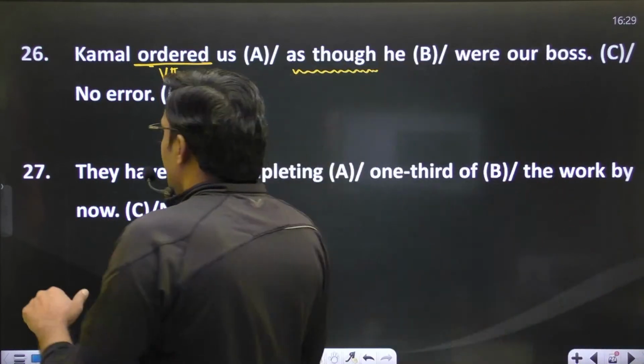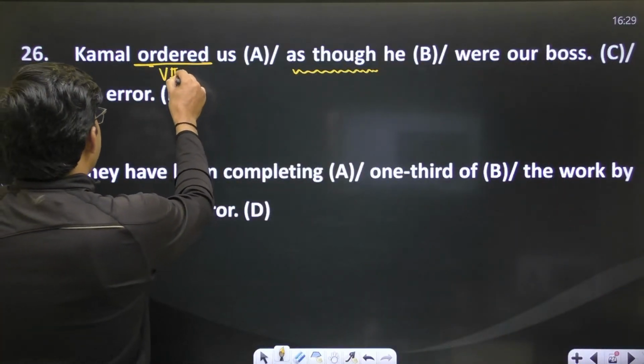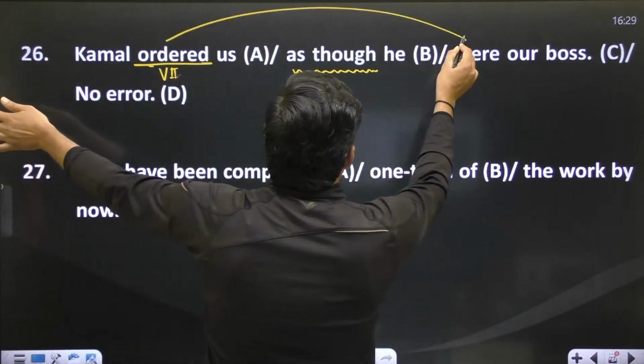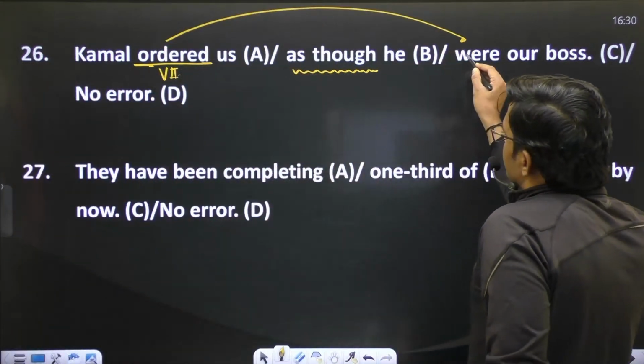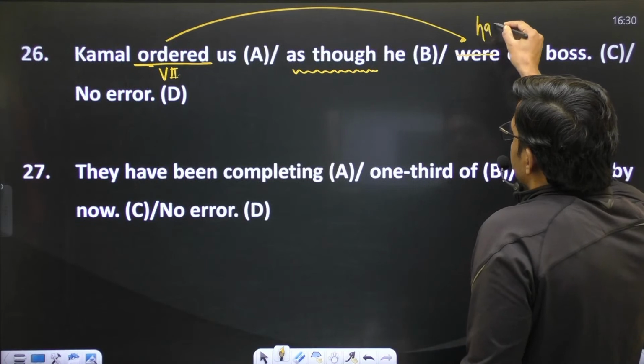And make sure if the imagination is in past tense, we use past perfect tense in the next clause. So to make it past perfect, just use had been.